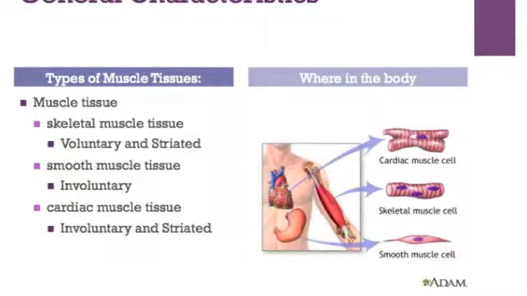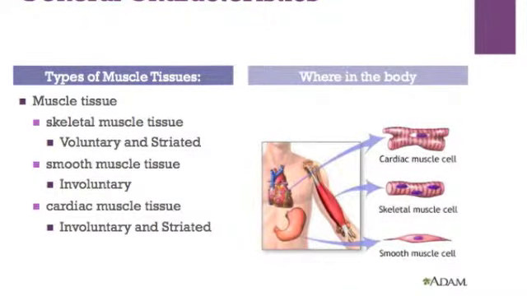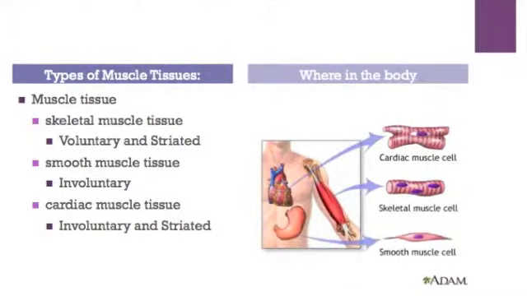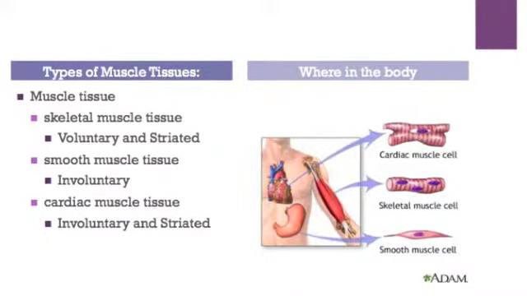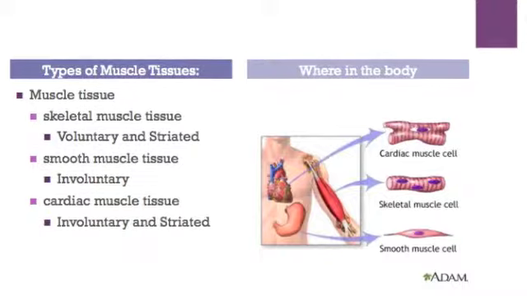Cardiac muscle tissue. Cardiac muscle tissue are branched cells that are striated and contain a single nucleus. The function of cardiac muscle tissue is heart movements. The location, the heart muscle.